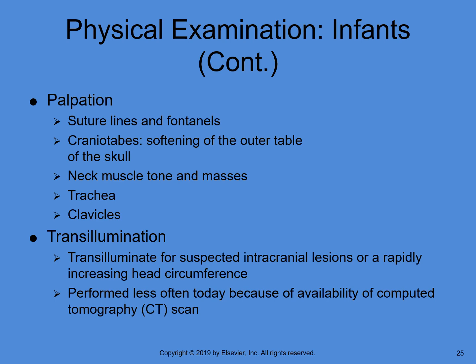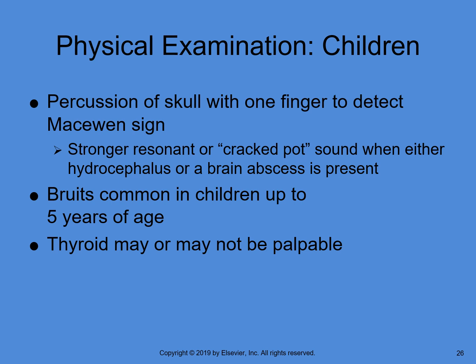Palpation, suture lines and fontanelles, craniotabes, softening of the outer table of the skull, neck, muscle tone and masses, trachea, clavicles. Transillumination for suspected intracranial lesions or rapidly increasing head circumference. And we don't do that much because we do a CT scan instead.